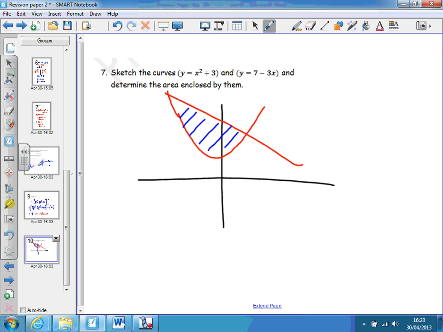So what I'm after doing is integrating the straight line between these 2 points here and here. So I'm finding the area under the straight line between those 2 points. And then I'm finding the area under the curve between those 2 points, which is this area here, and subtracting that from the area under the line.